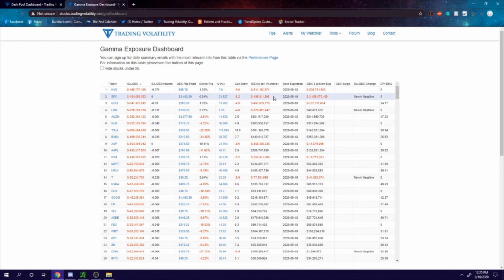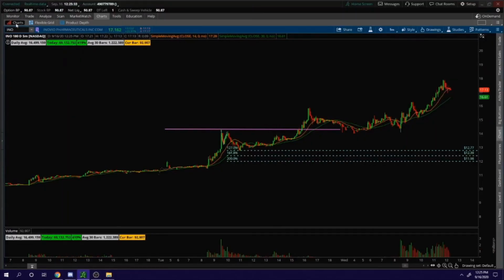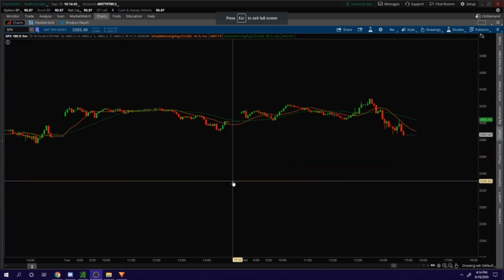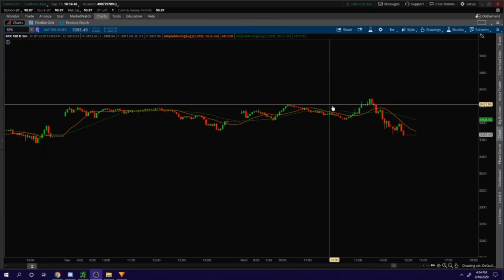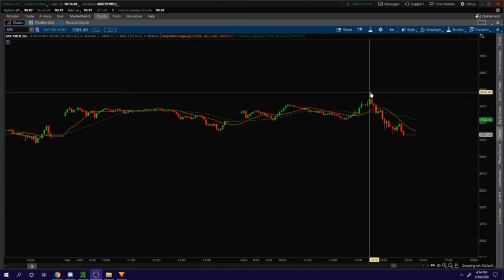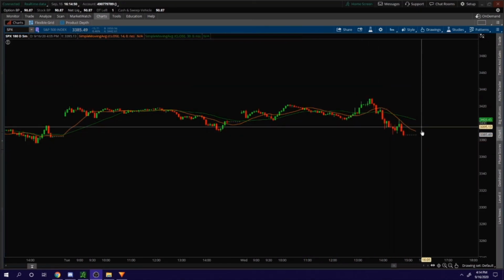The GEX value tells you that they have to sell this amount to keep their books neutral by today, and there's a negative skew value. So this could be telling you that market makers might be shorting the SPX today in advance of this Fed meeting, which makes sense because you've got this cascade down.